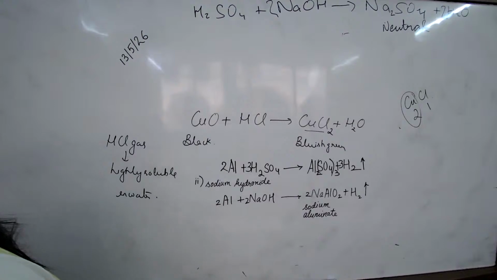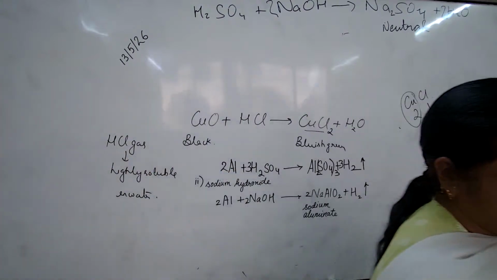So what is caustic soda? Caustic soda is NaOH.